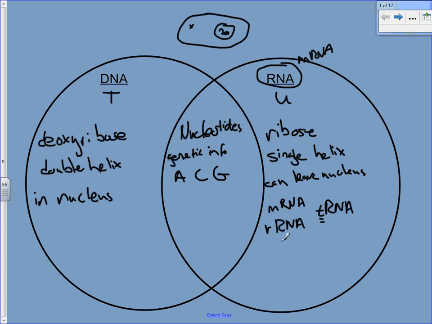Some other similarities, going along with the nucleotides: they're each going to have a phosphate and a sugar, and we already talked about the difference between the sugars. DNA has deoxyribose, whereas RNA has ribose sugars. So they have a phosphate, a sugar, and then the third part is the nitrogenous base. Those would be your A's, T's, C's, G's, and U's. Okay?